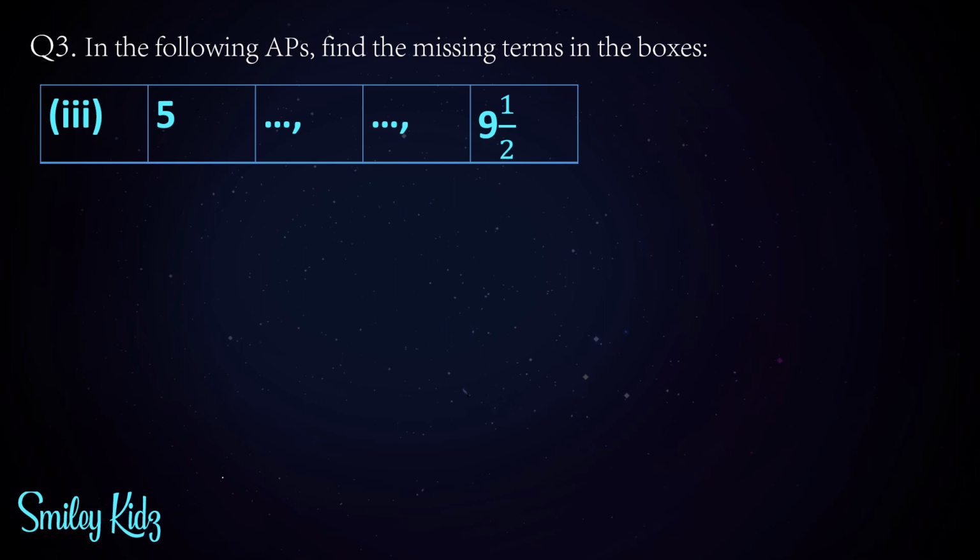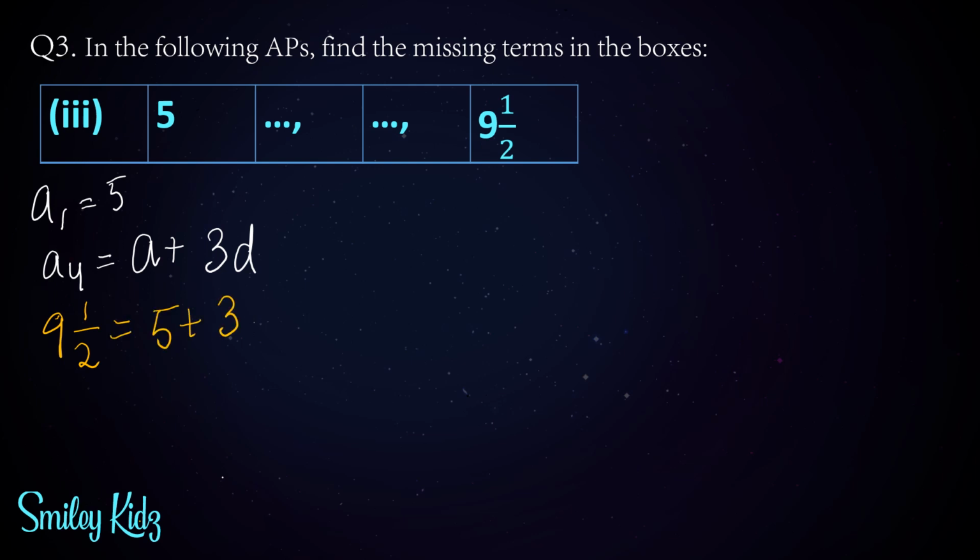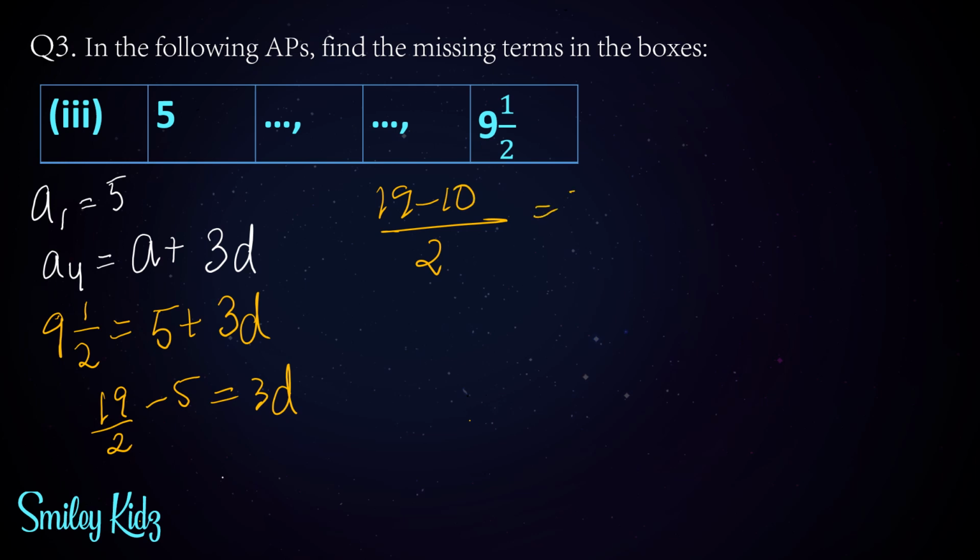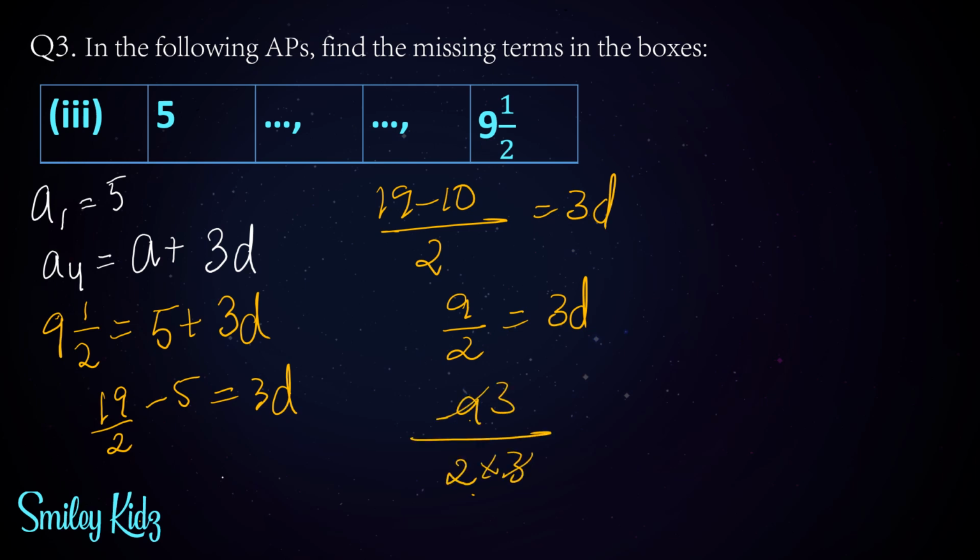Moving ahead, we have 5, unknown value followed by 9 1 upon 2. Well, a1 is equal to 5 and a4 is equal to a plus 3d, isn't it? Alright, so this is going to be 9 1 upon 2 is equal to 5 plus 3d. I can easily extract the common difference over here. Now this turns out to be 19 upon 2, right? So this is 19 upon 2 minus 5 is equal to 3d. On taking LCM, we get 19 minus 10 upon 2 is equal to 3d, which is 9 upon 2 equals 3d. Now this turns out to be the common difference. The value of d is 3 upon 2.